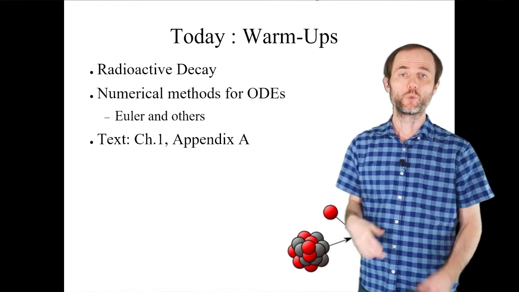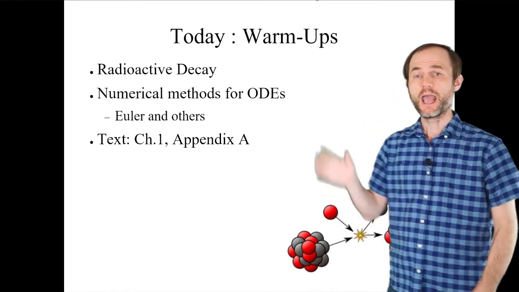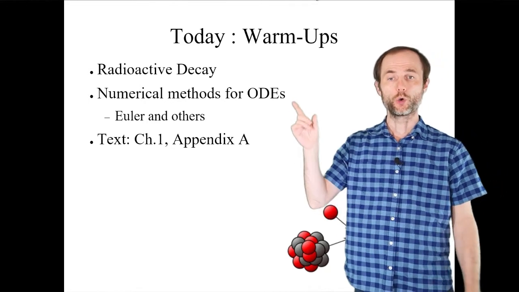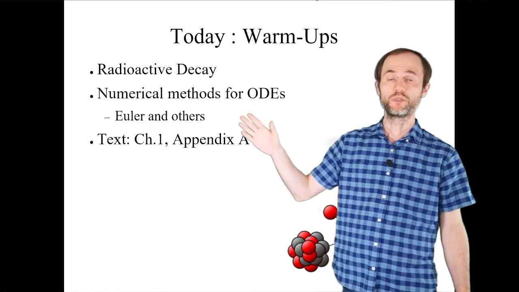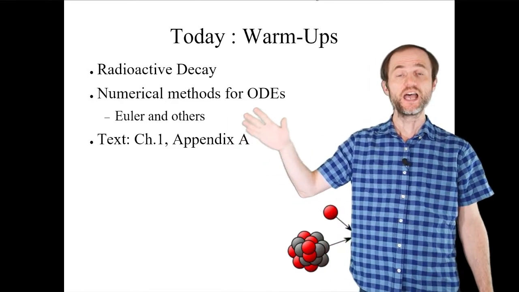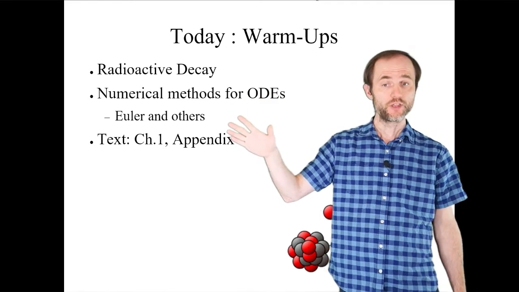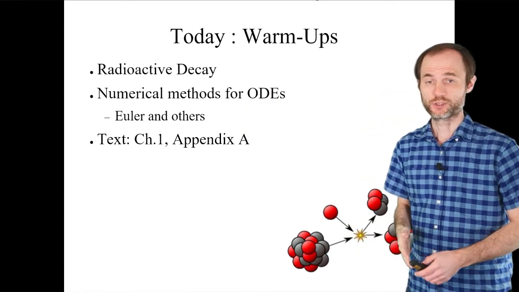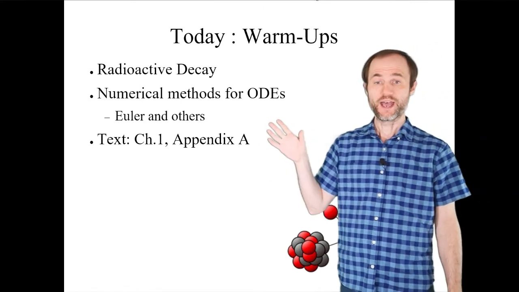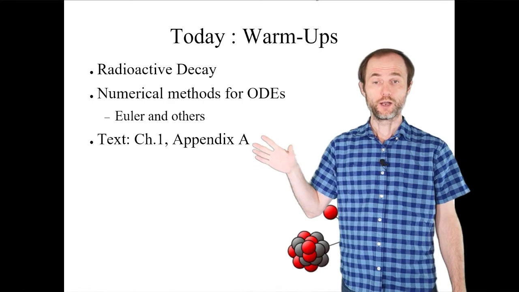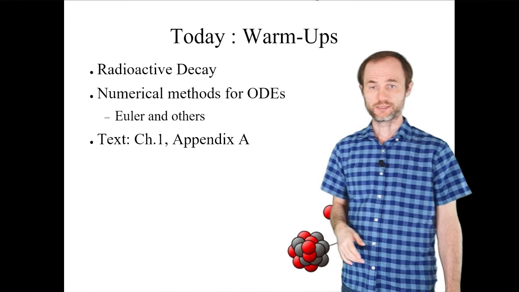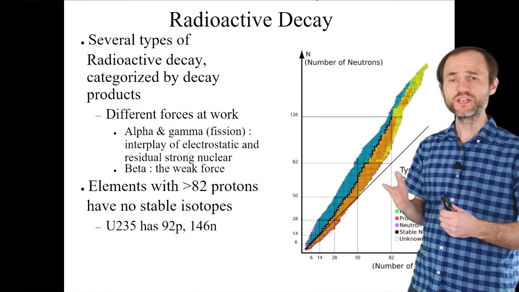And we're going to start with the discussion of radioactive decay and the numerical methods for solving ordinary differential equations, or ODEs for short. We're going to be looking at various numerical methods for solving the ODEs, such as the Euler method and others, such as Runge-Kutta methods. And finally, the text in our book that I would like to cover today is coming from chapter 1 and also from appendix A.